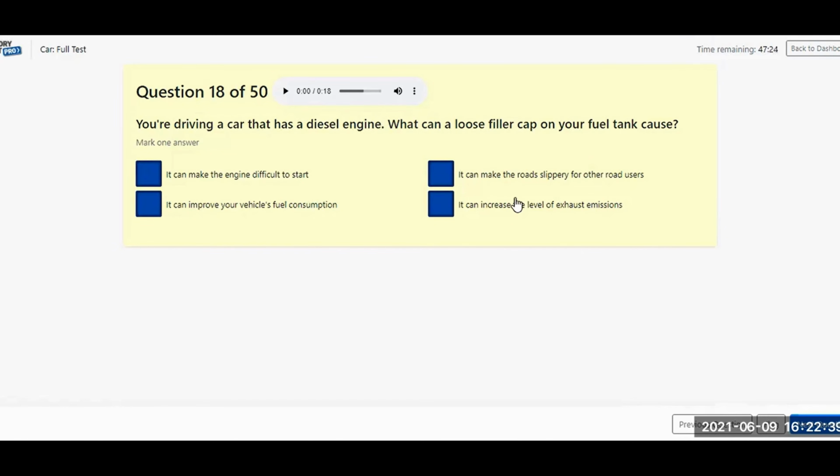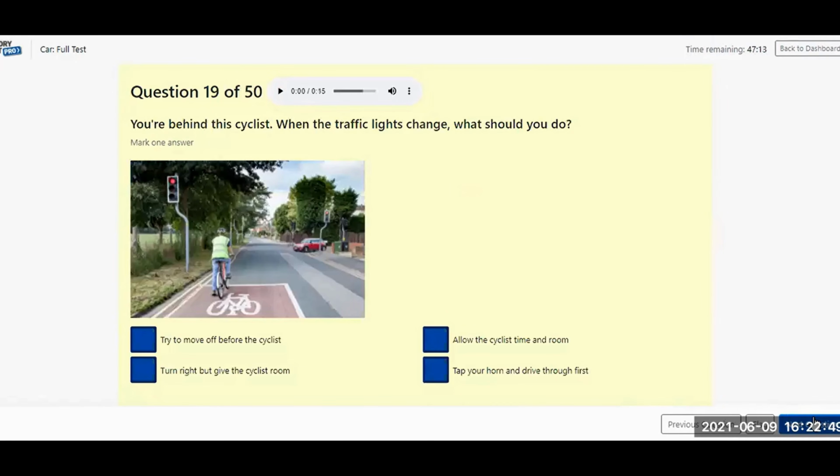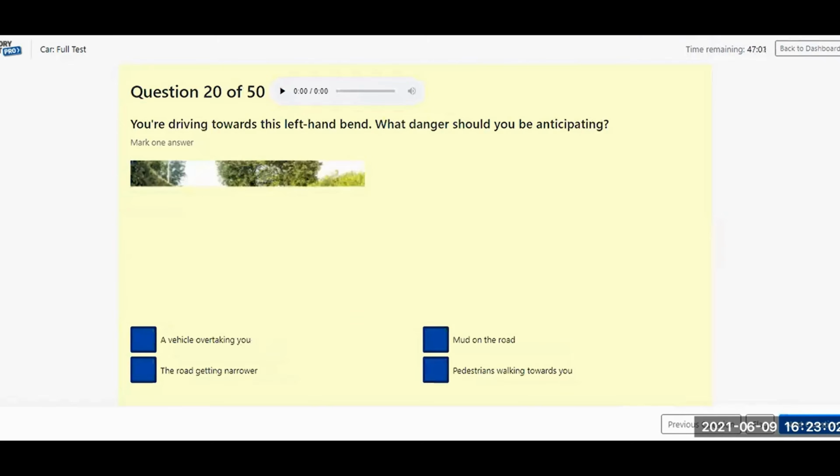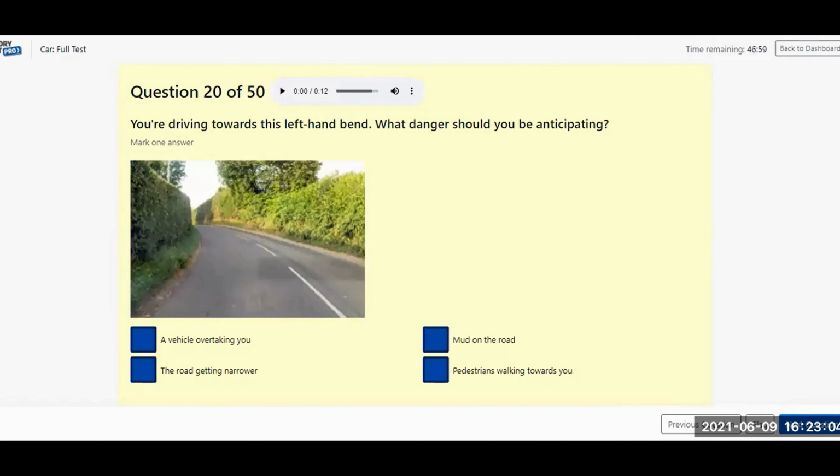You are driving a car that has a diesel engine. What can a loose filler cap on your fuel tank cause? It can make the road slippery. For example, if you drain something outside onto the floor, it can be slippery for others and they can fall down, or cyclists and motorbikes can get skids. You are behind the cyclist. When the traffic light changes, what should you do? Again, allow the cyclist plenty of room so he goes first easily before you go.